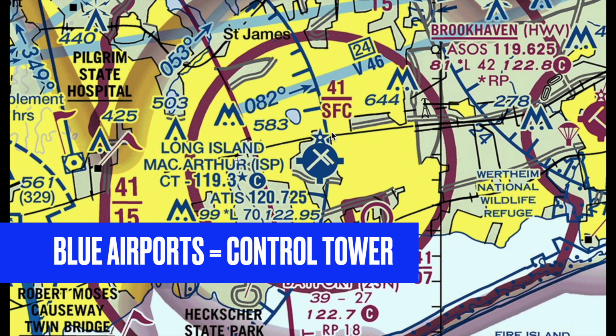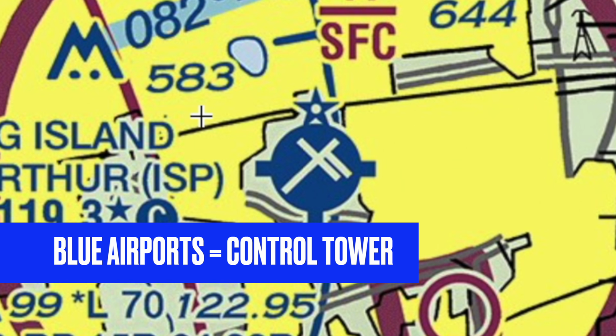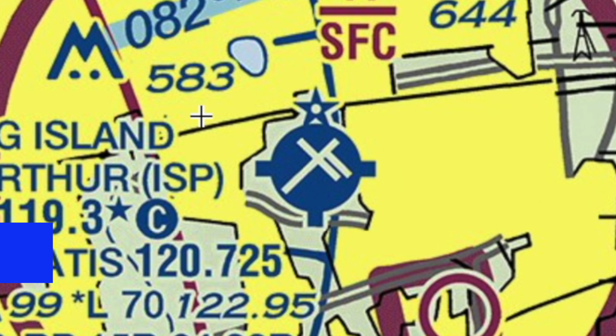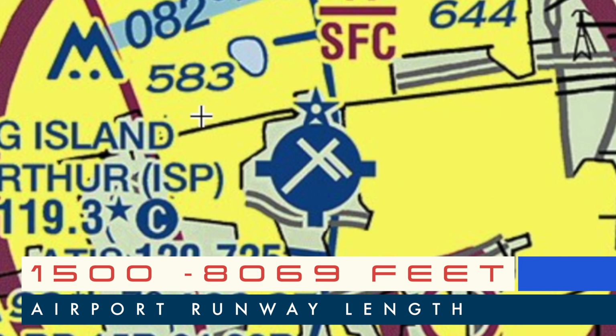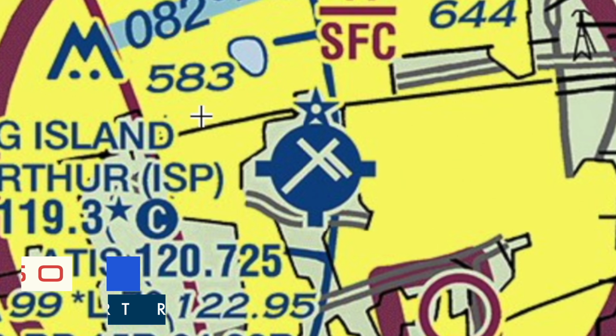But why does this one look a little different? That's because the symbol of the runways are no longer outlined. They're inside of the little blue circle. Now, what does this mean? Pay attention. Blue airports with the runways inside of the little blue circle indicate that the length of the runway is between 1,500 feet and 8,069 feet. And I'm sure you already noticed the little star at the very top indicating that there is a revolving beacon.